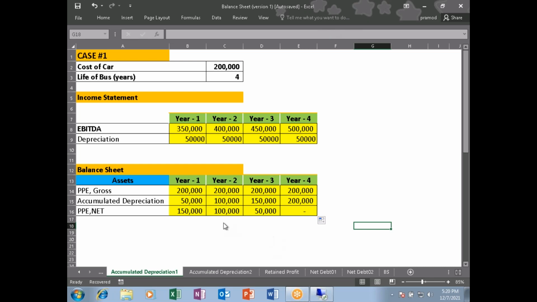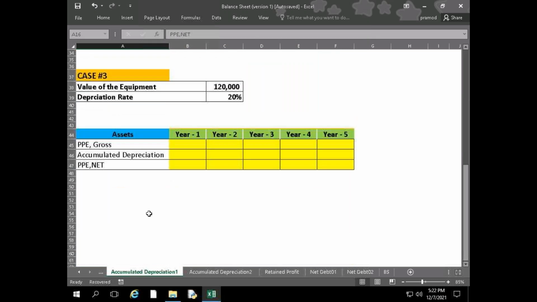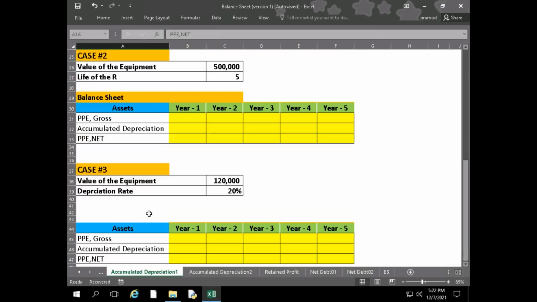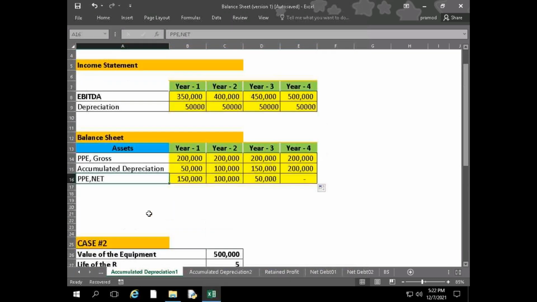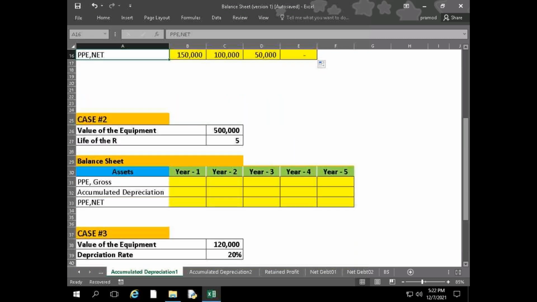Okay, in the same manner you need to do the second case and third case. When it comes to the second case, in the same manner, here they have not given you the income statement. They are telling you to do it only in the balance sheet. So every first year it should be the same. Every year it is the same gross, that is 5 lakh.